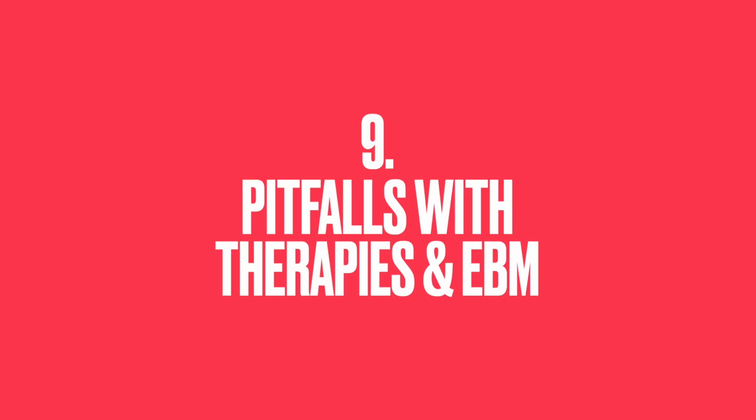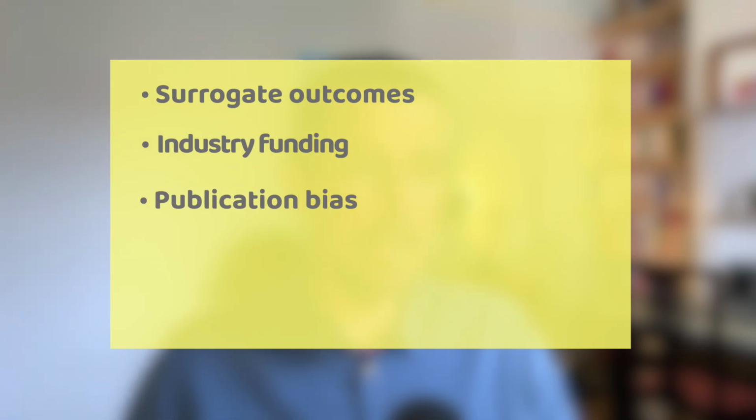I'm going to mention some pitfalls when we're interrogating evidence for therapies. Surrogate outcomes, for example, lowering cholesterol, that doesn't necessarily translate into a meaningful outcome like reduced mortality. So we have to be careful of surrogate outcomes when we're talking about therapies and interventional research. We have to be very mindful of industry funding. So you'd be looking at funding sources on our research papers in case that introduced bias. Publication bias is a real issue. So negative trials sometimes never see the light of day.